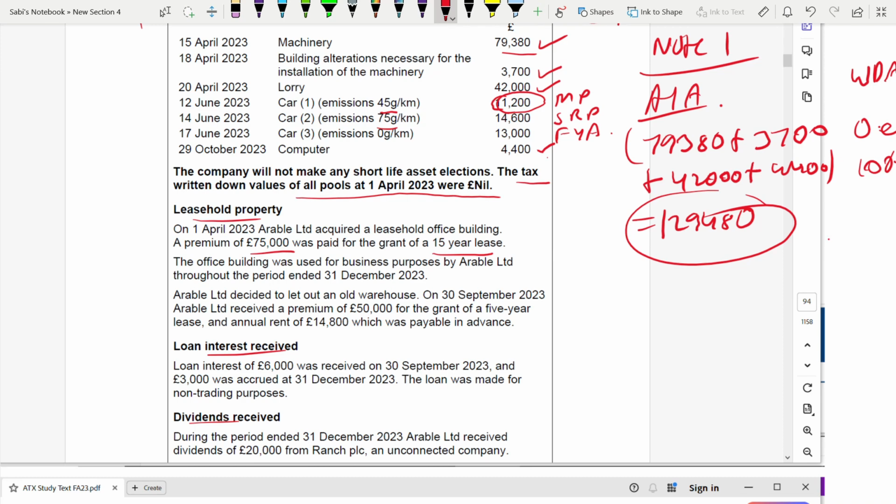So this is on 1st of April 2023. They have acquired a leasehold office building, premium 75,000. They used it for the business purpose throughout the period ended 31st December 2023. Then they decided to let out an old warehouse. On 30th September 2023, they received a premium of 50,000 for the grant of a 5-year lease and an annual rent of 14,800 which was payable in advance.